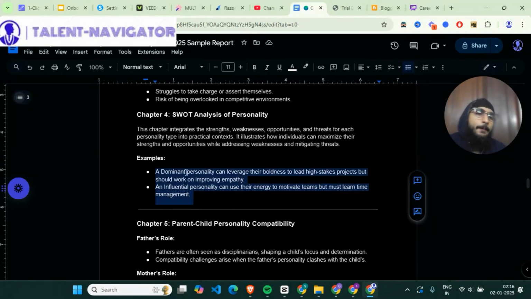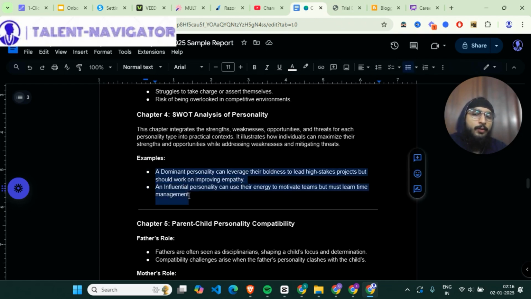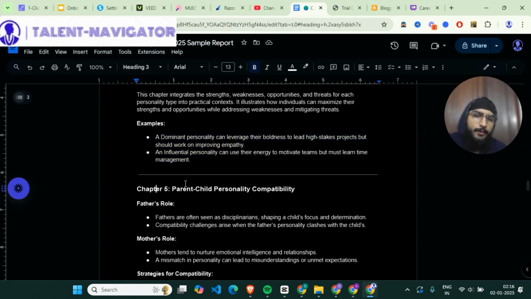Now, obviously, you cannot be put in a certain box of these four. People will have qualities from each and every personality type. What we need to do is work on improving our strengths and our opportunities, and also improve our weaknesses. So that's about it, and I'll be covering chapter 5 in the next video.